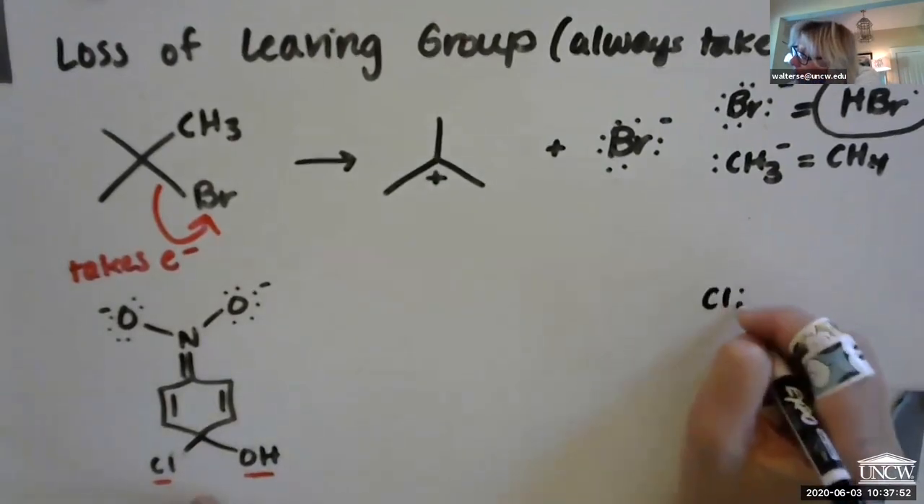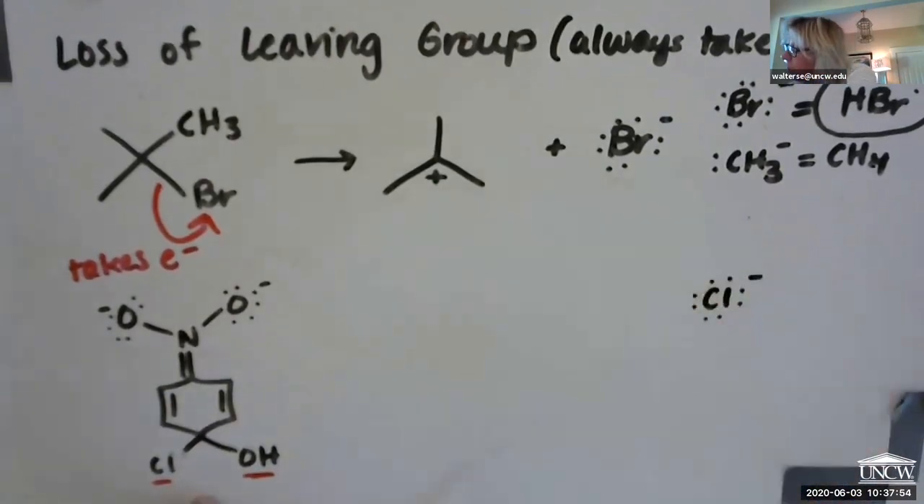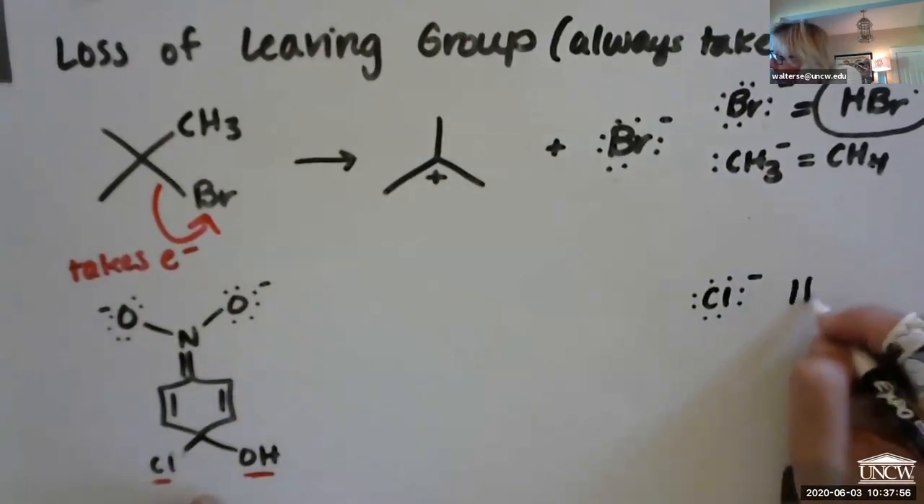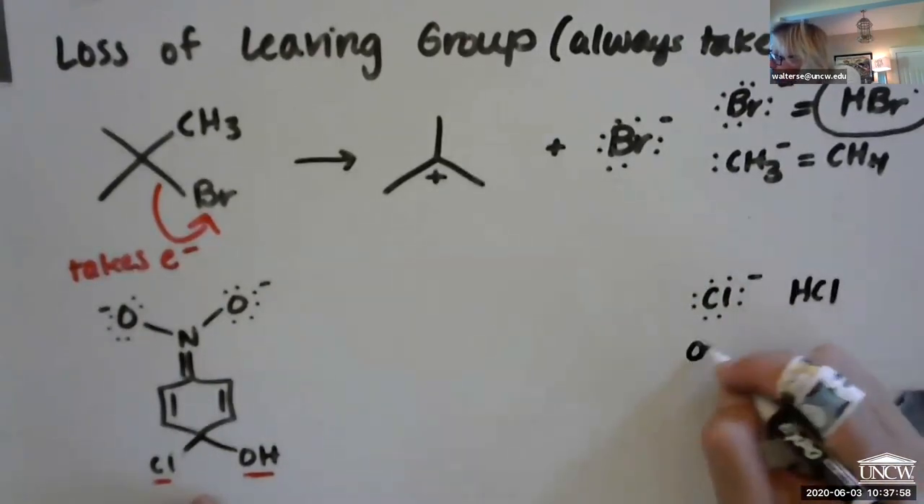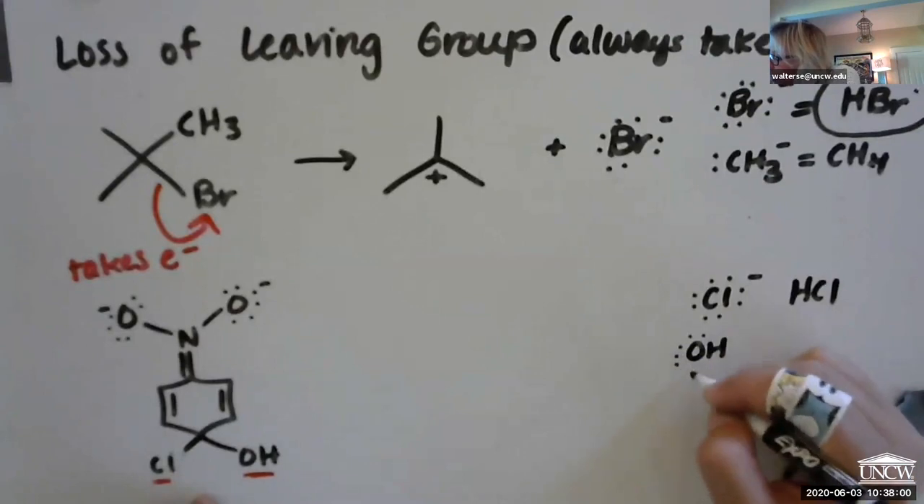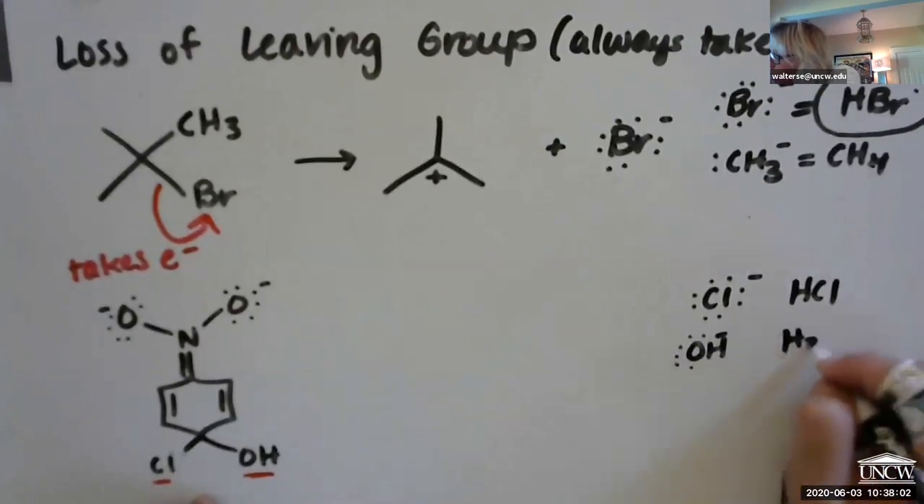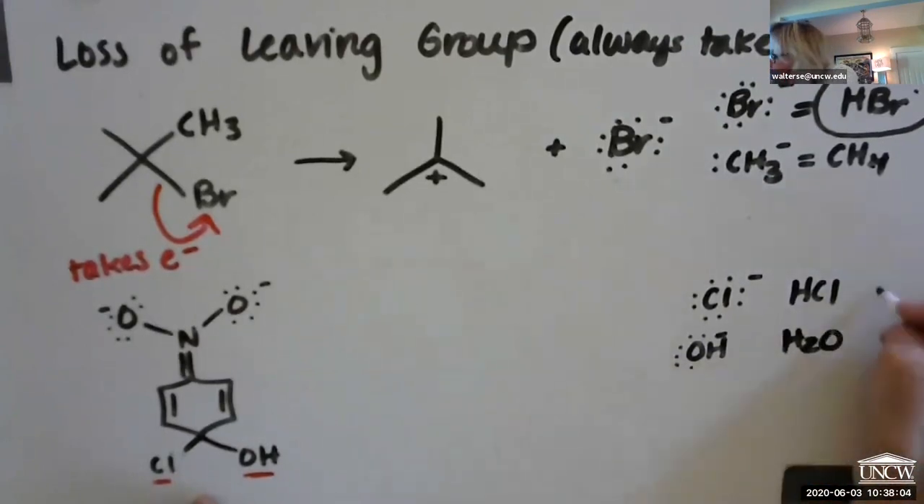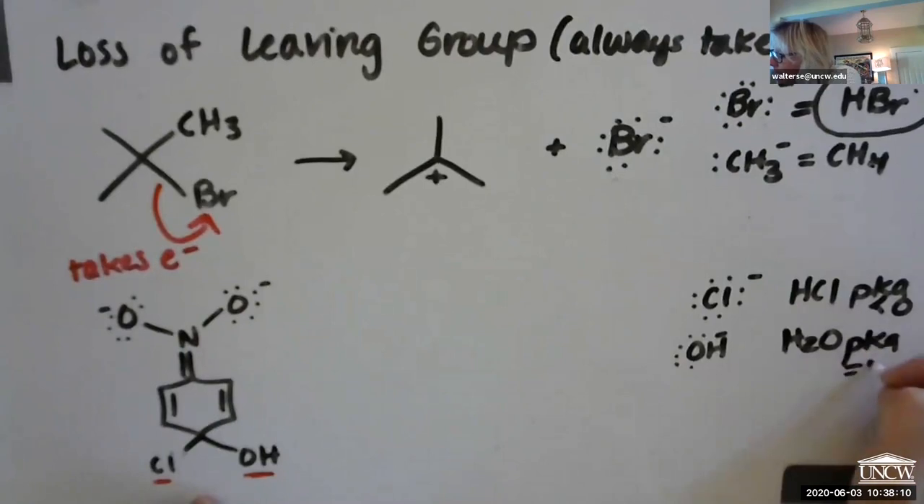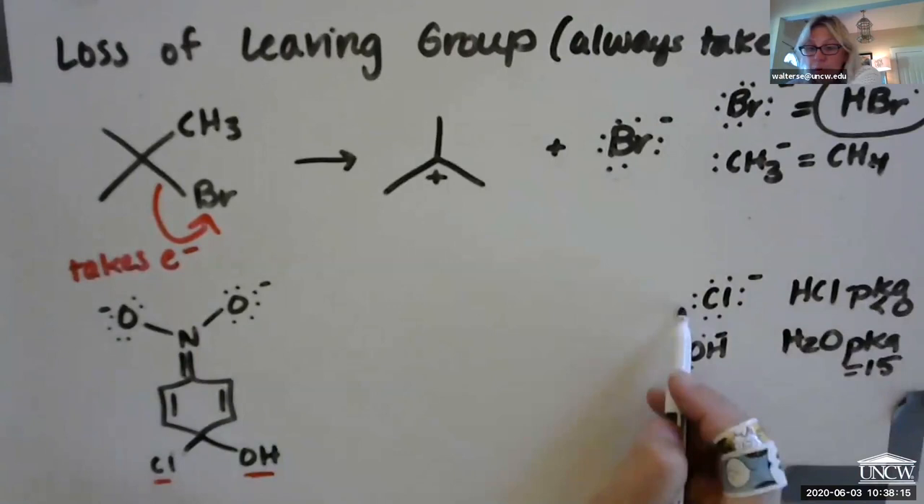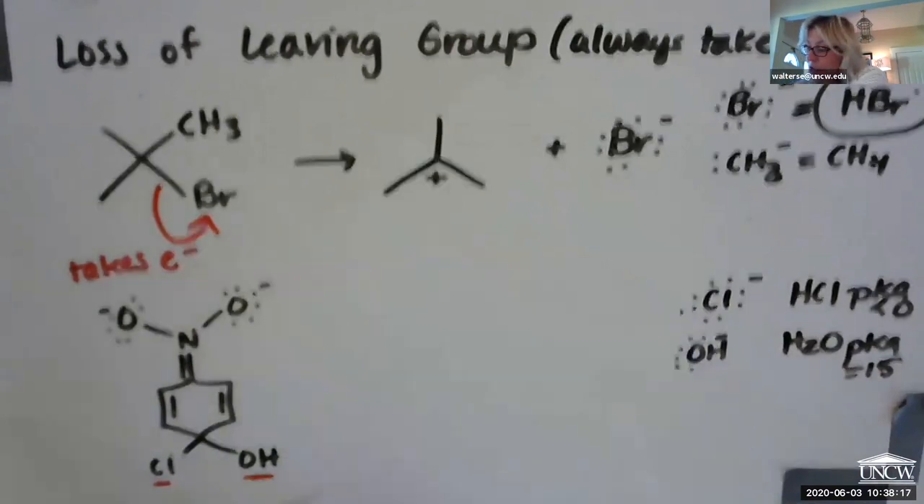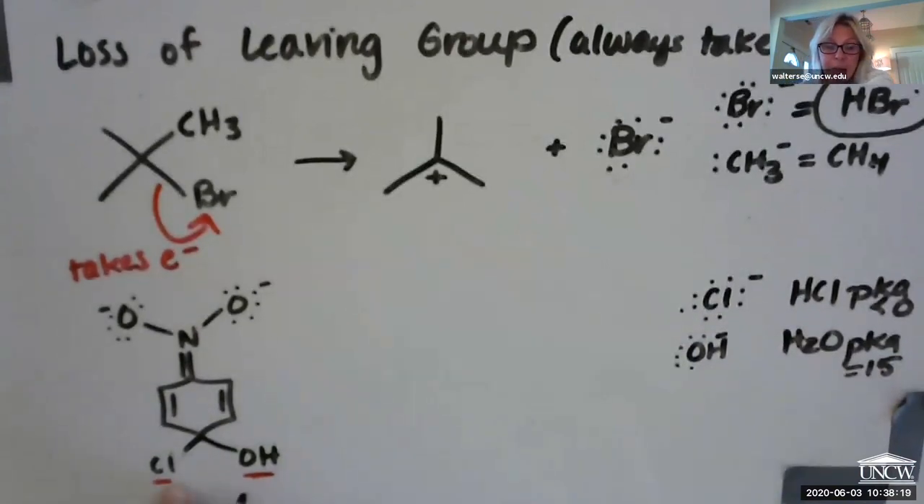If you break a chloride off, it's related to HCl. If you break off a hydroxide, it's related to water. This has a pKa that's less than zero. This has a pKa equal to 15. Stronger acid, more stable conjugate base. So the chloride is going to be the species that breaks off of this compound.